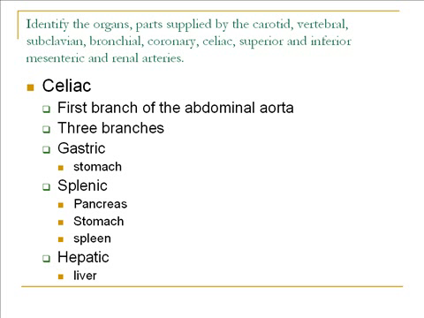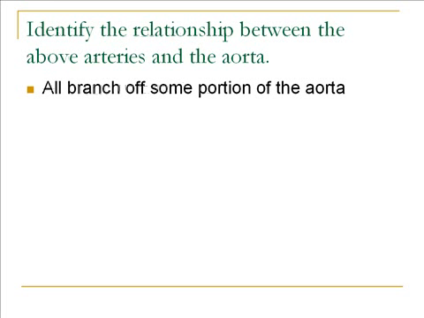And so the last piece of this, we've talked about this, is what's the relationship to all the arteries we've talked about? Everything branches off the aorta. The aorta is the main pipe that goes down the middle of the body, and everything branches off that.